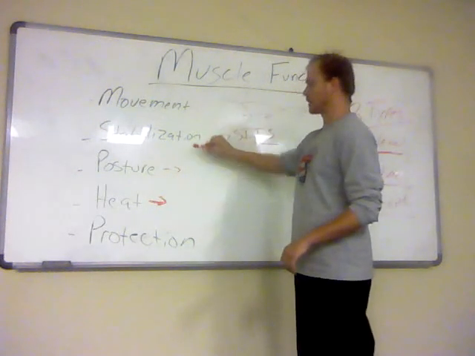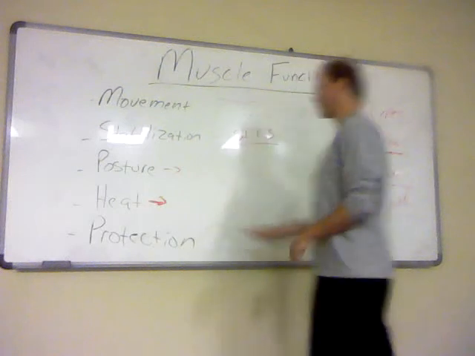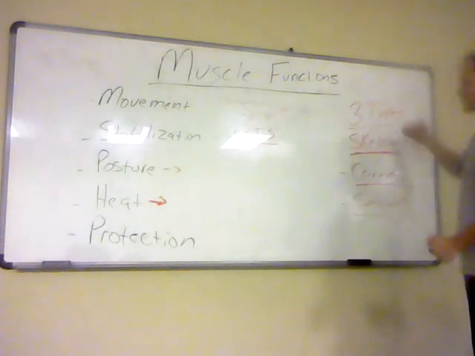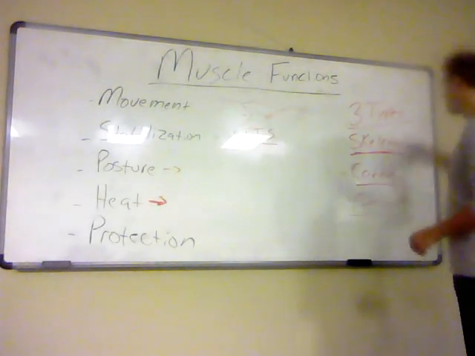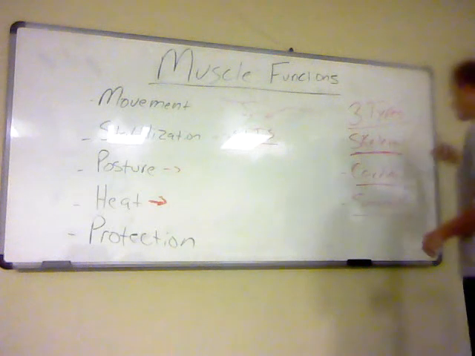So these are the major functions of muscle: movement, stabilization, posture, heat, and protection. And bear in mind, there are three different histological classes of muscle: skeletal muscle, cardiac muscle, and smooth muscle.